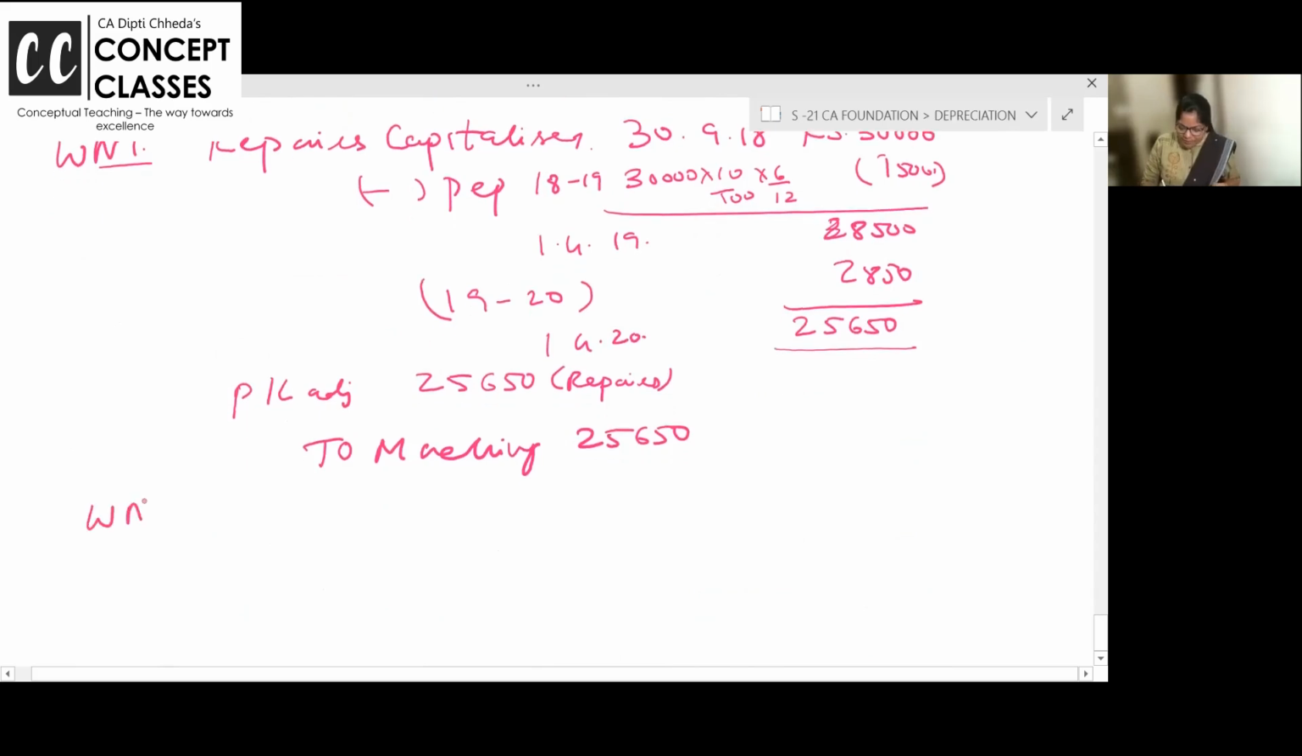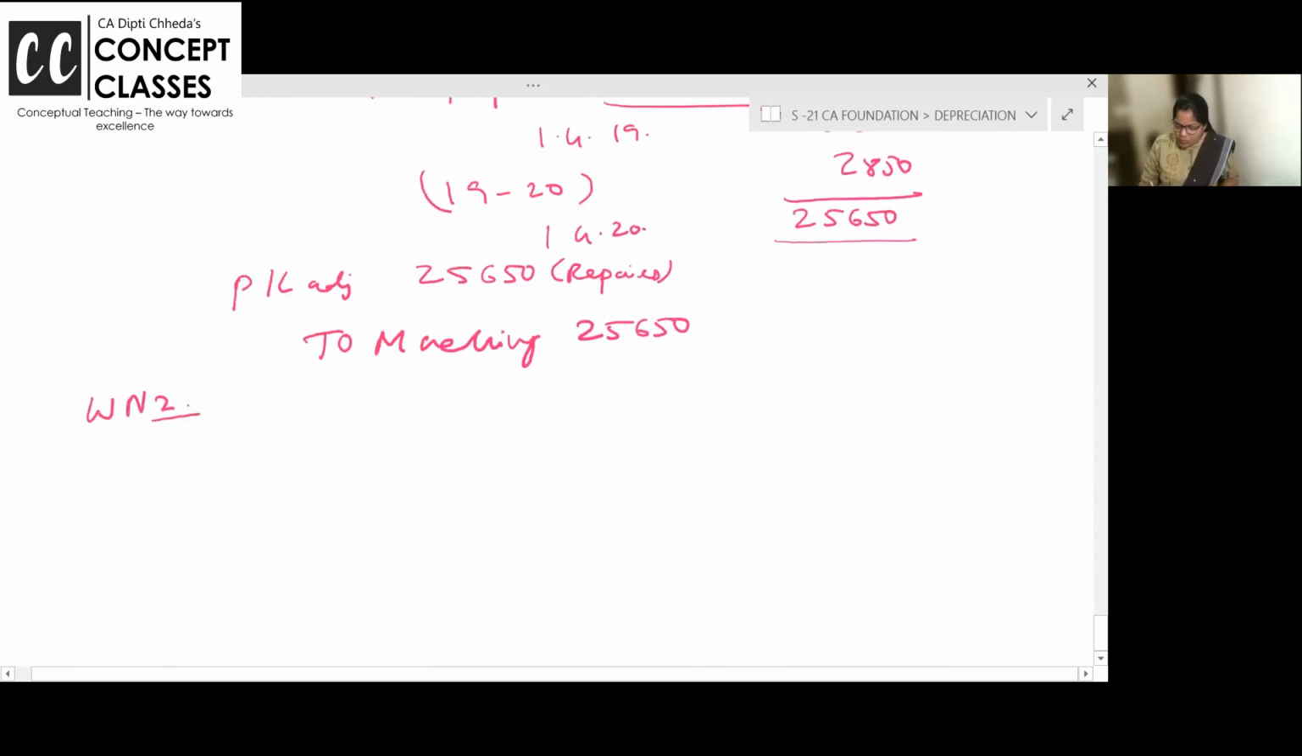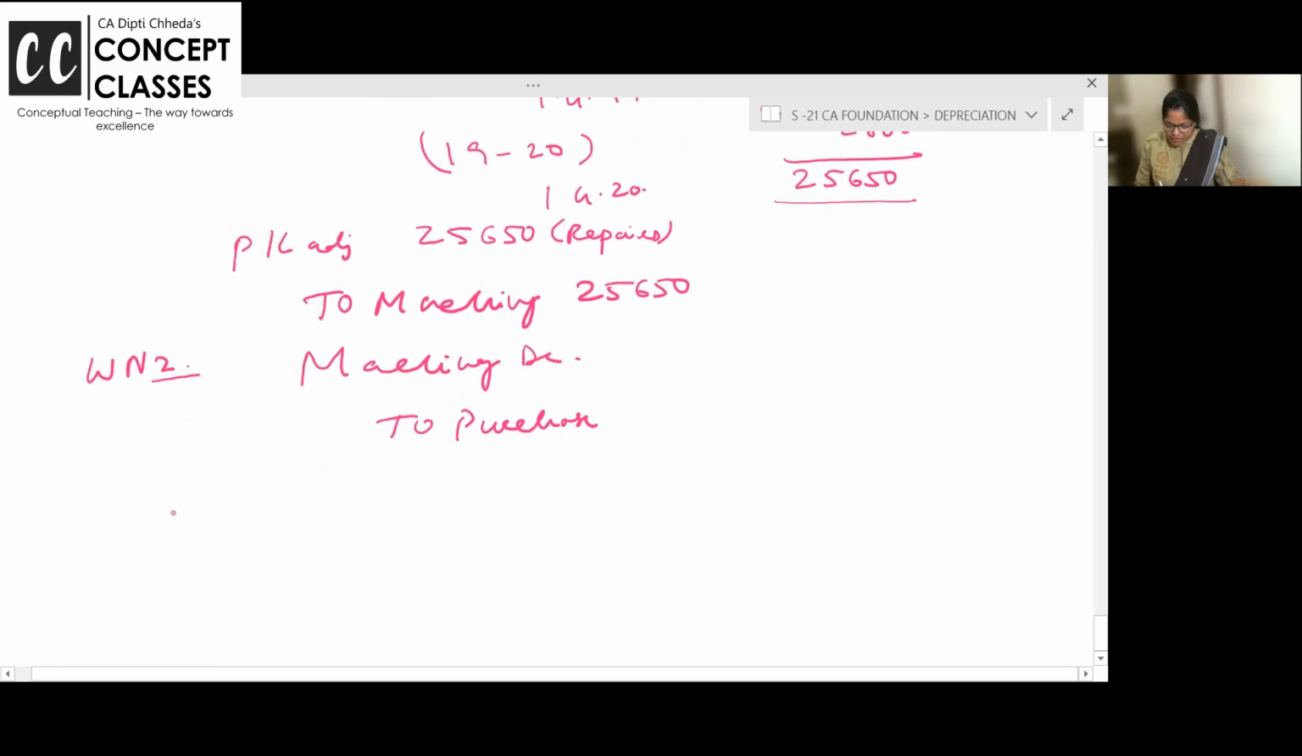So you have to reverse everything, right? Same way, working note 2. Machinery account debit, you didn't do it. By mistake, you debited to purchases account. So credit the purchases. Debit the machinery, credit the purchases. This is also same. When was the machine purchased? 1st January 19.